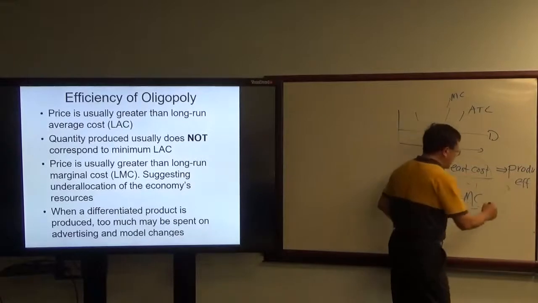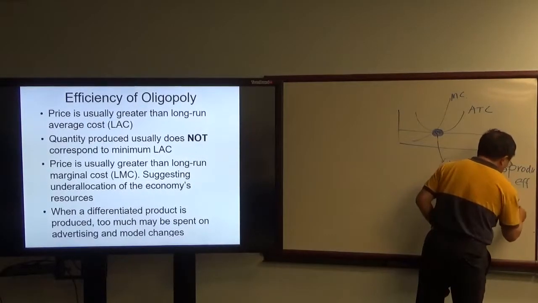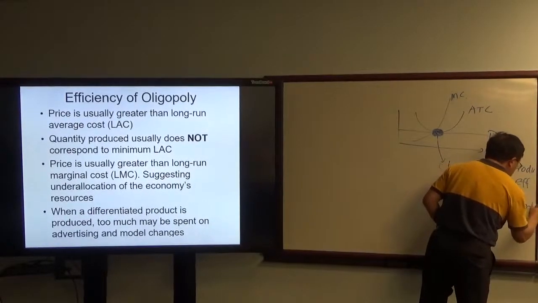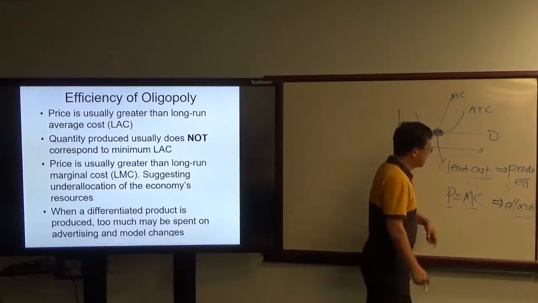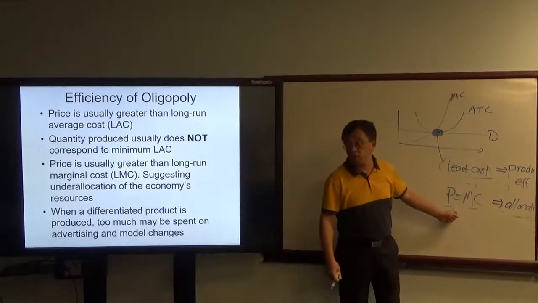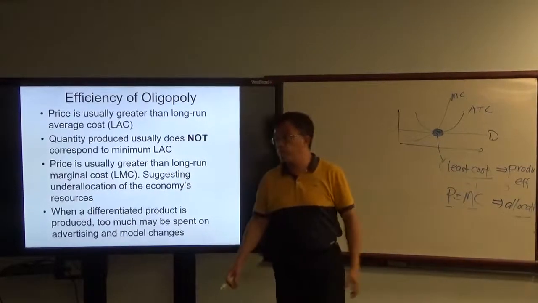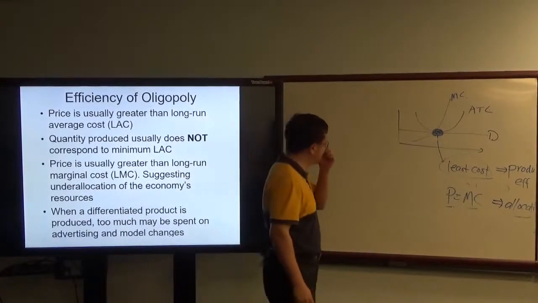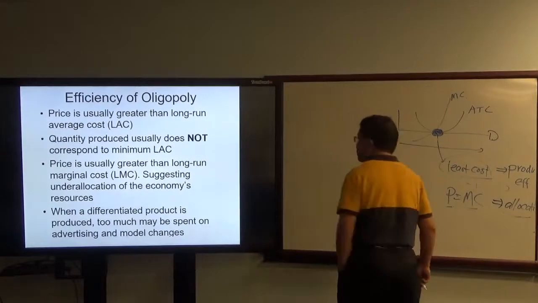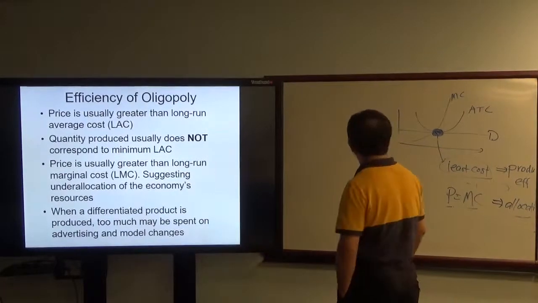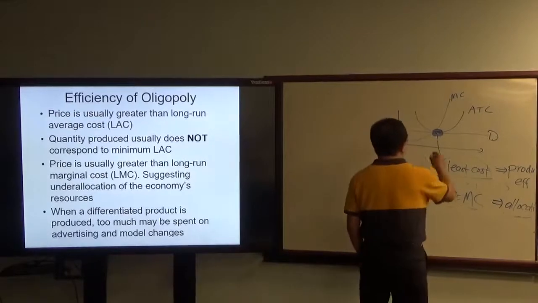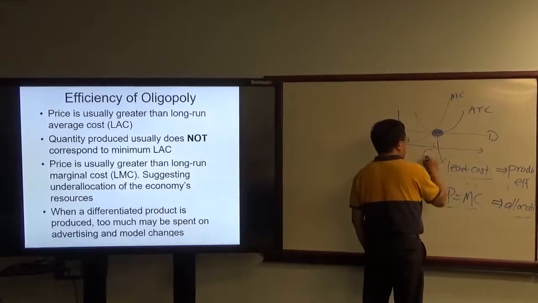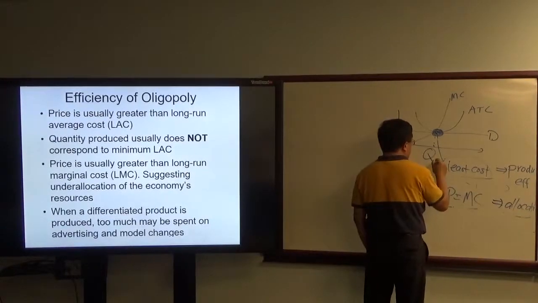So this is called allocative efficiency. Now, what is allocative efficiency? It produces the goods and services people want the most. So this is a purely competitive quantity. This is the best.